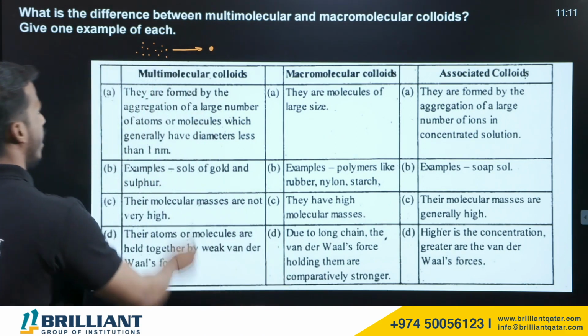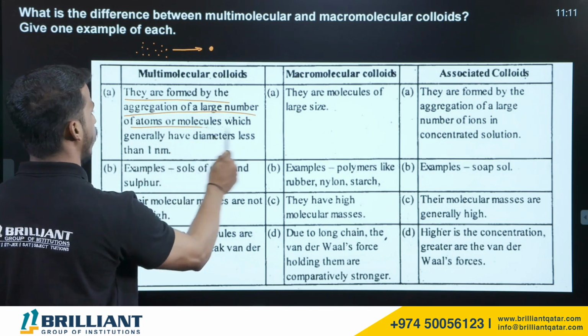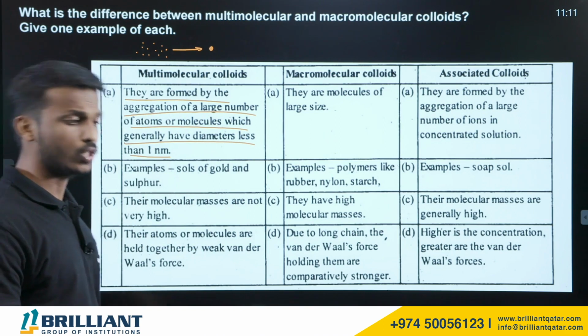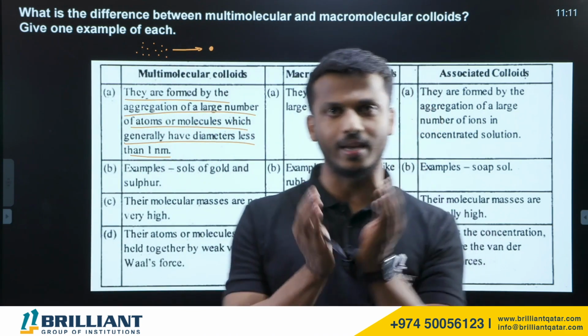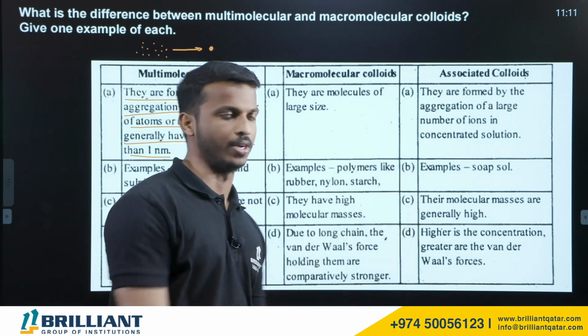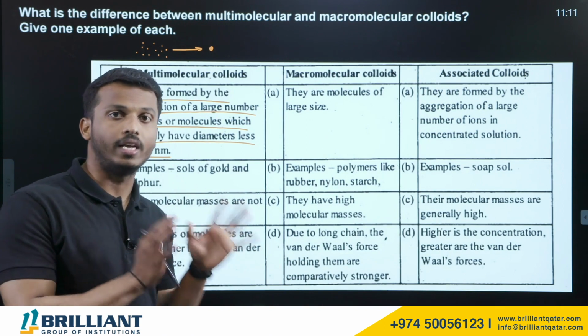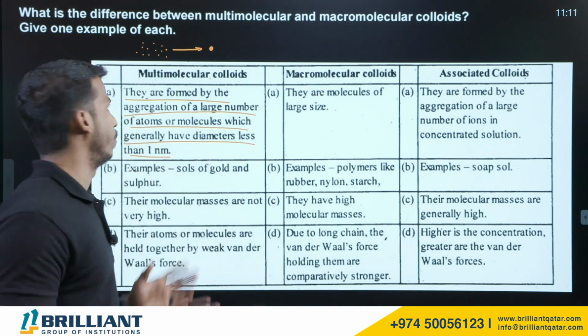They are formed by the aggregation of a large number of atoms or molecules which generally have diameter less than 1 nanometer. So initially their size is less than 1 nanometer, they join together, aggregate together, and get into colloidal dimension. What about macromolecular colloid? Their size is already bigger. Macro means bigger in size.